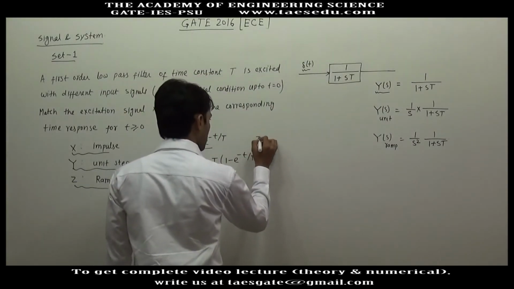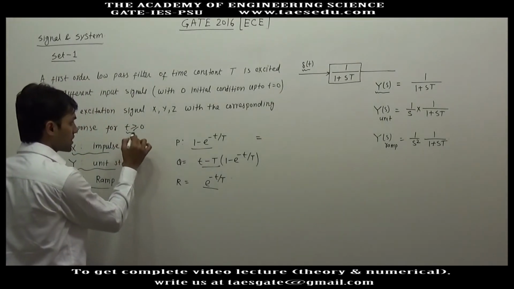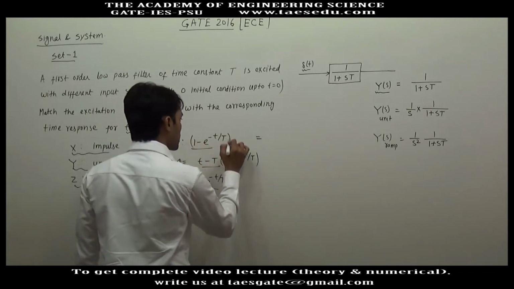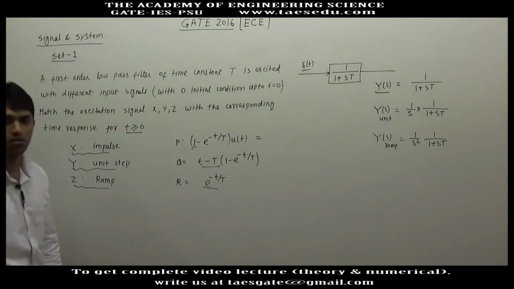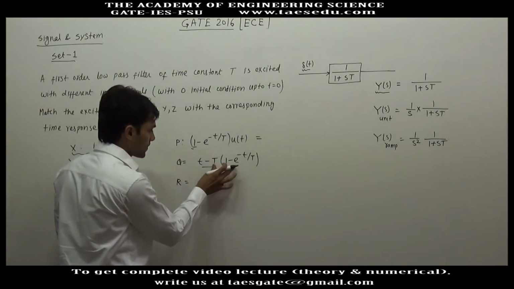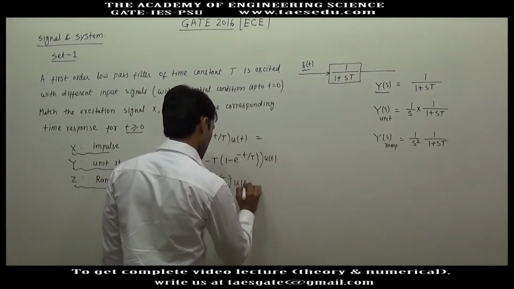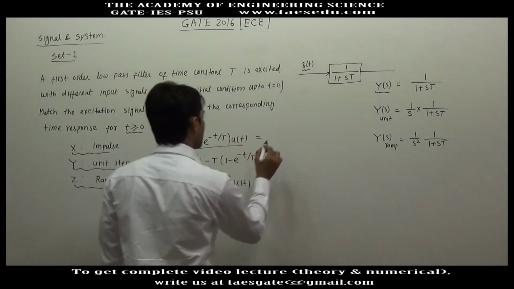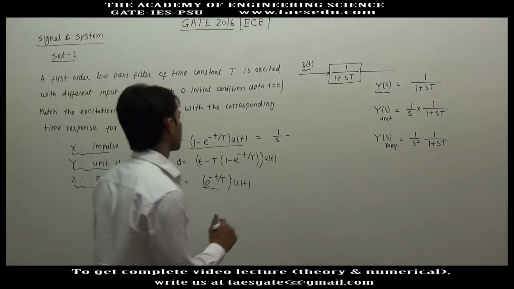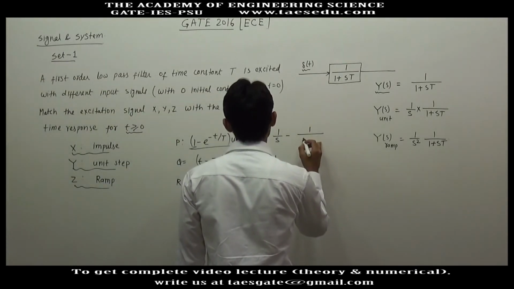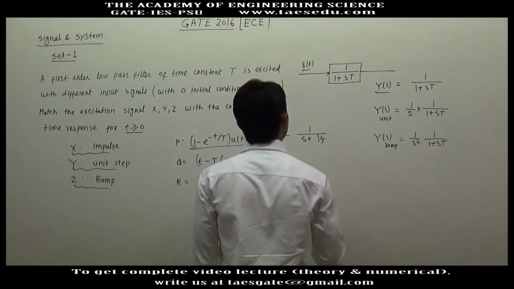Okay, now take the Laplace of these options. Since it is given that the output is for t greater than 0 only, you can multiply here u(t), because we cannot take Laplace of 1. We have to have u(t) or u(-t). Okay, here also we will have u(t), and here also we will have u(t). So we will take Laplace, and we have 1 by s minus 1 by s plus 1 by T.